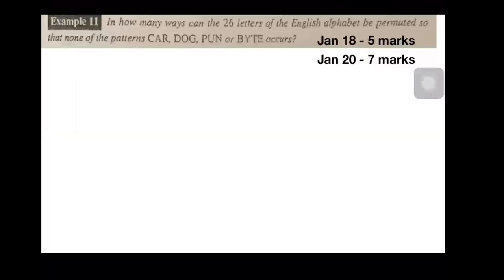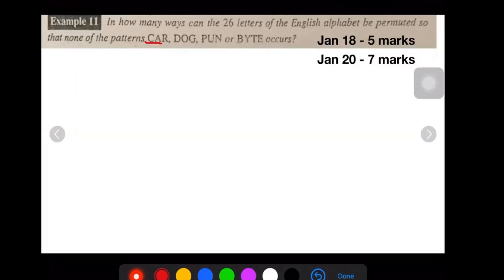So, in how many ways can the 26 letters of the English alphabet be permuted so that one of the patterns, say car, that is one pattern, dog another pattern, fun or byte occurs. So these letters occur together. So what kind of permutations can you perform for a total of 26 letters? So we'll start with the explanation.